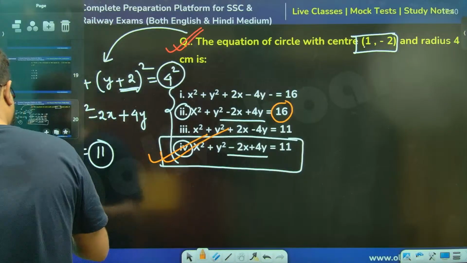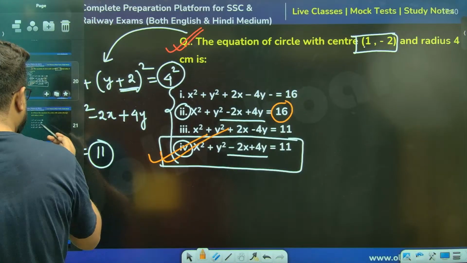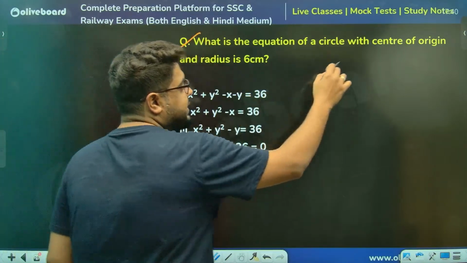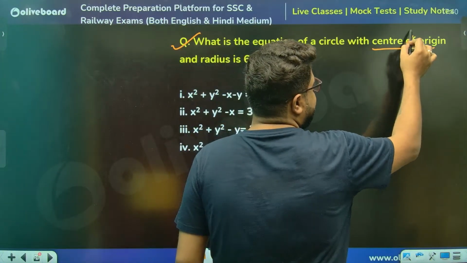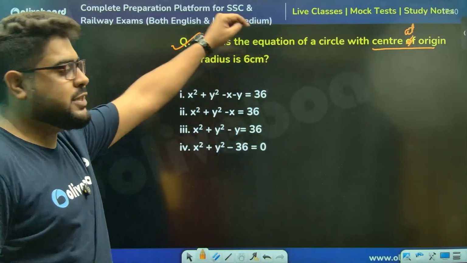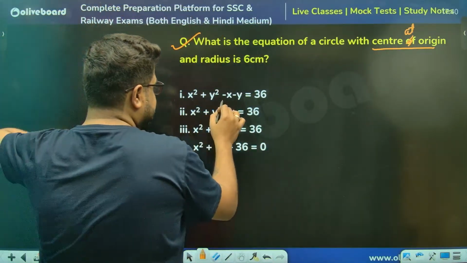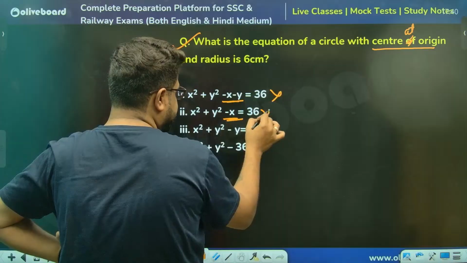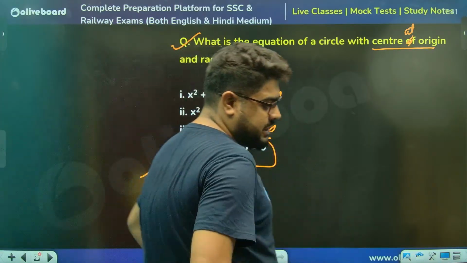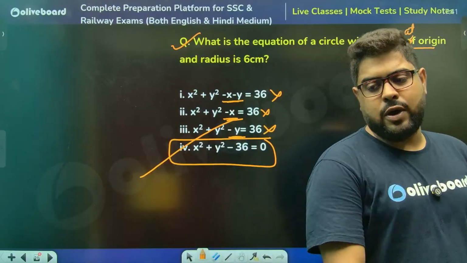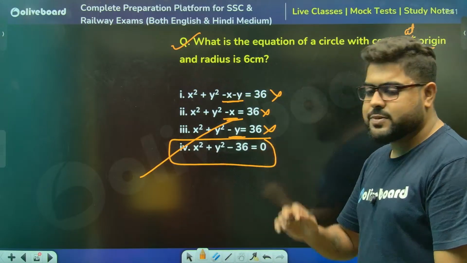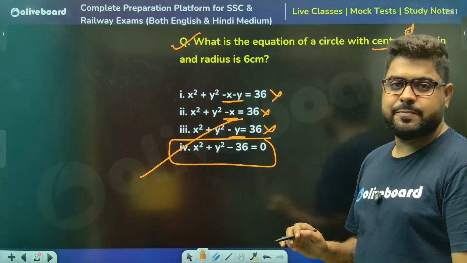Now, center at origin: whenever I see center at origin, the xy term cannot be there, the x term cannot be there, the y term cannot be there. Only x square plus y square is the possible answer. You don't need to do anything else. It's very simple actually.